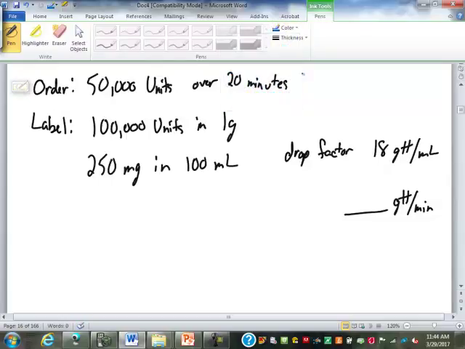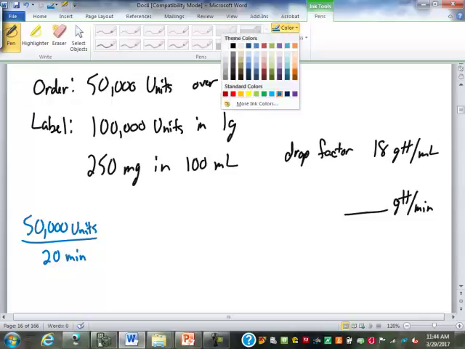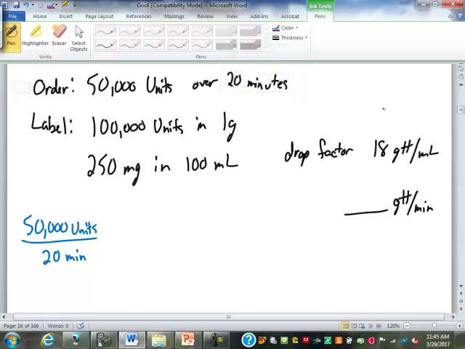So we're going to start out with our 50,000 units in 20 minutes. Now this is already in minutes, so we don't have to change the time. If I wanted to find my flow rate in milliliters per hour, then I would have to worry about that. But here we are going to drops per minute. So minutes is what we want in our answer, so we can just leave the minutes in our denominator.